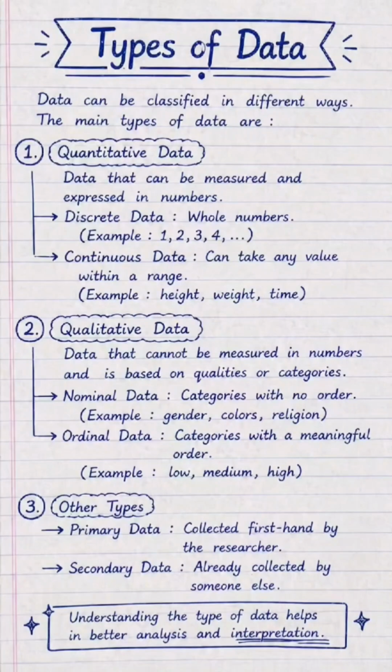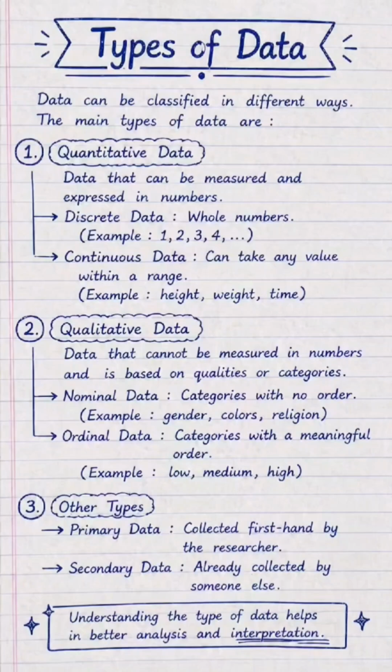Types of data. Data can be divided into different types. First, quantitative data. This is data in numbers. It includes discrete data and continuous data. Second, qualitative data. This is not in numbers. It is based on categories like color, gender or level.